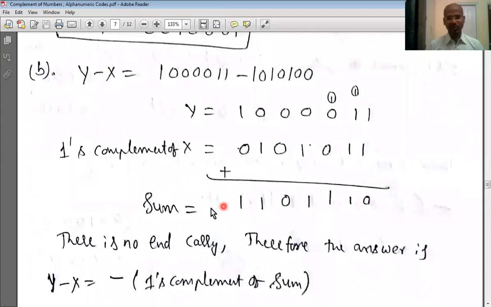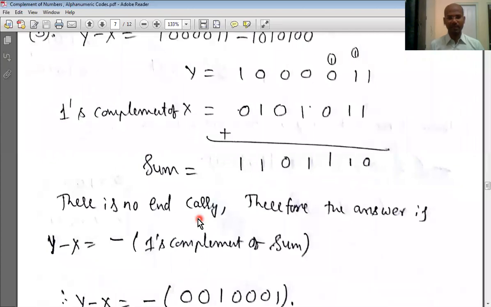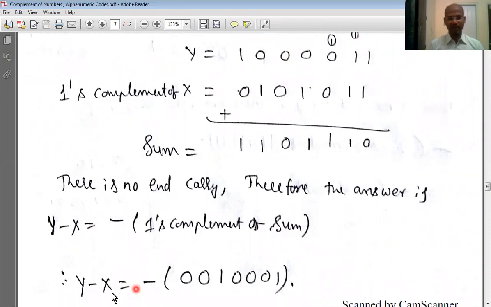And in this case, there is no end carry. If there is no end carry, the interpretation is that the answer is negative. The answer is negative, and to get the correct answer, we should take the ones complement of the resultant sum. So there is no end carry. This is the interpretation. Therefore, the answer is minus. The actual answer is minus of the ones complement of this sum. What is the ones complement of this sum? So y minus x is equal to minus.